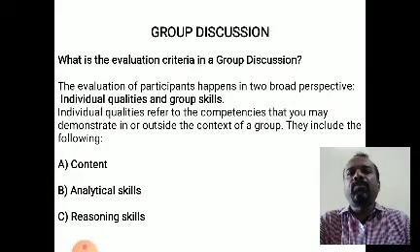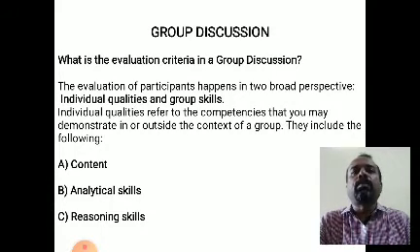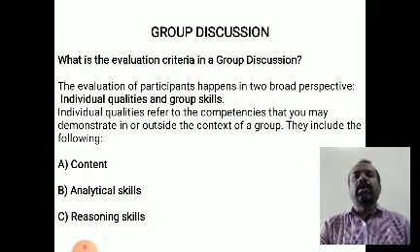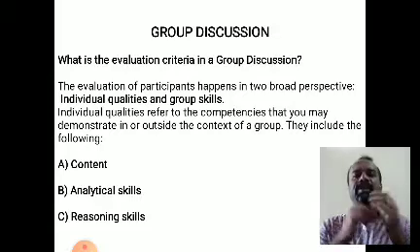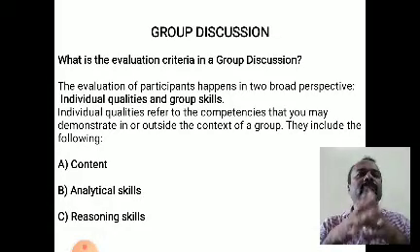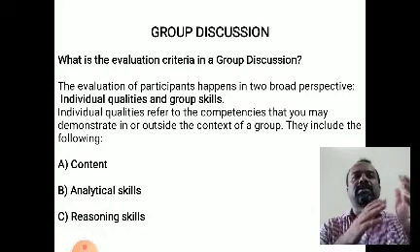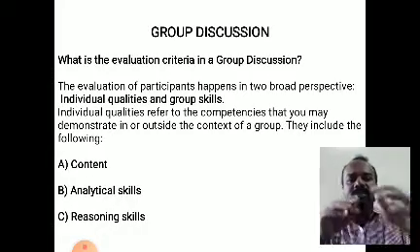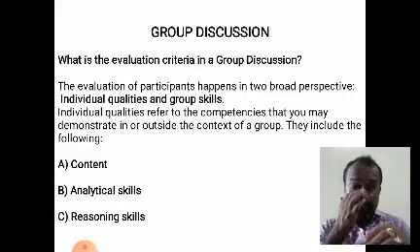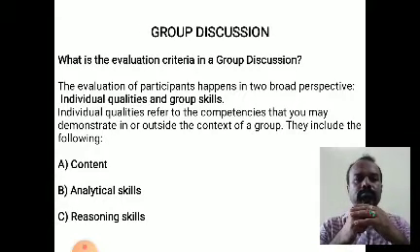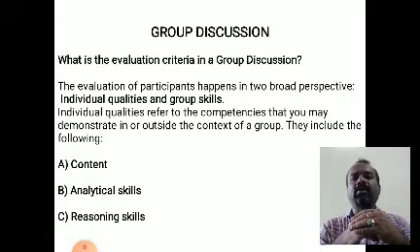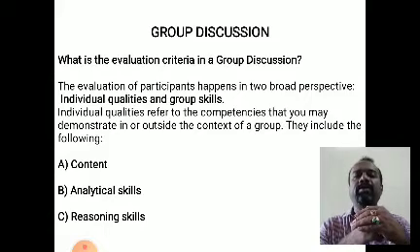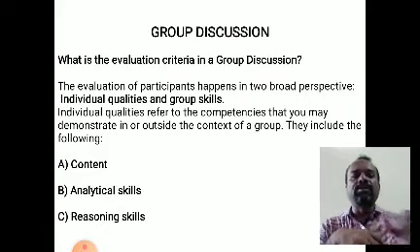The evaluation of participants happens in two broad perspectives: individual qualities and group skills. Individual qualities refer to the competency that you may demonstrate in or outside the context of the group. They include the following. These types of competency are included in many ways to identify the qualities of individuals and also the group skills.